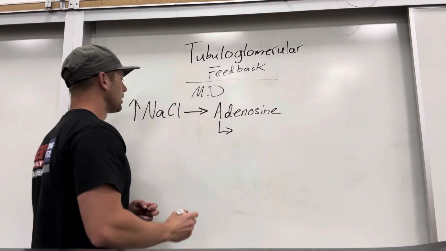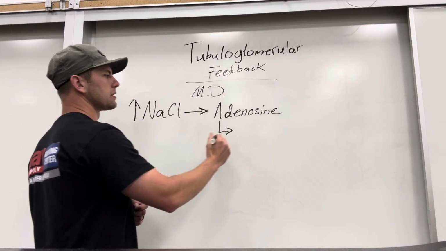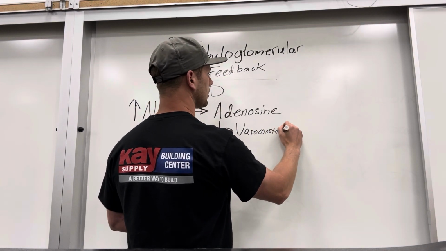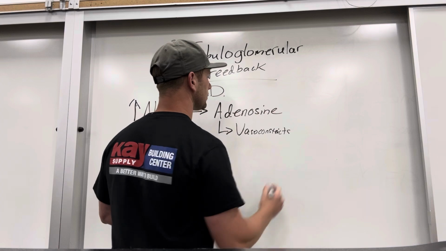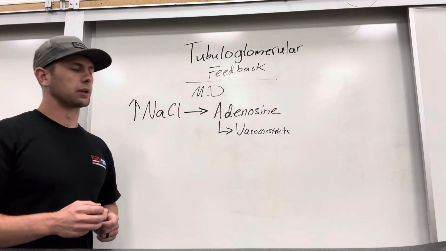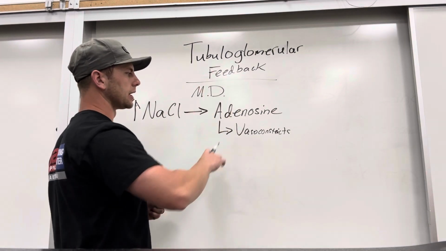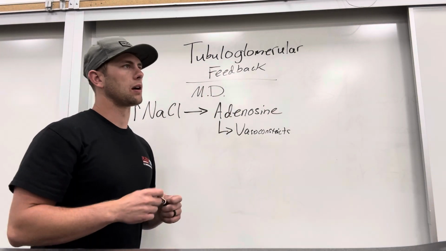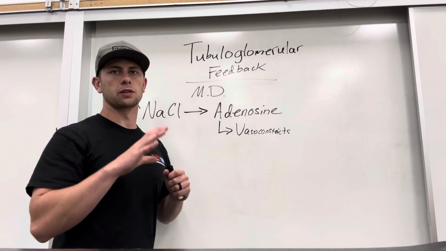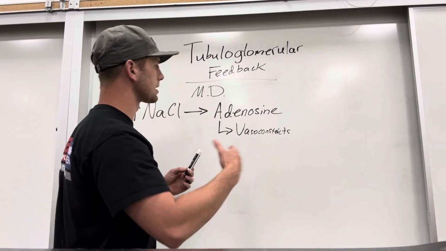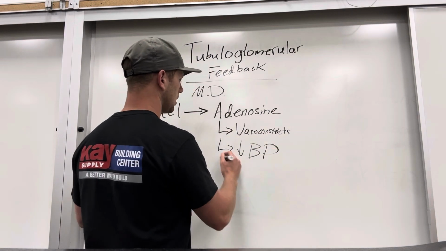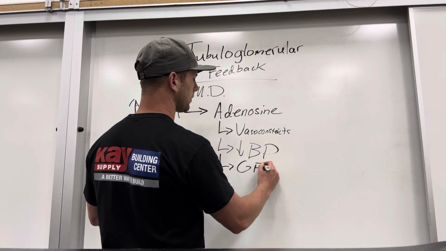And what adenosine does is it vasoconstricts. Basically, if we have high NaCl, it means we have a higher blood pressure. And remember, in our glomerulus, if it's a high blood pressure, we want to lower it, and so we vasoconstrict to lower it because less blood gets in it. So that will lower blood pressure and also lower GFR.